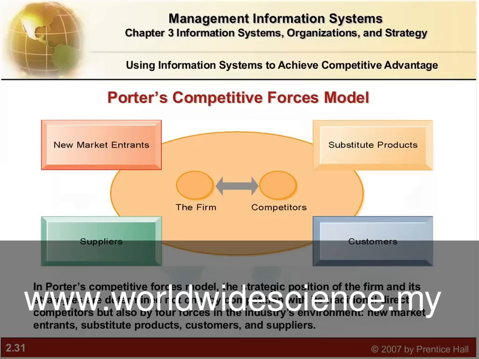In the next slide, we have information system strategies for dealing with competitive forces. These strategies can be low-cost leadership, product differentiation, focus on market niche, and strengthening customer and supplier intimacy.